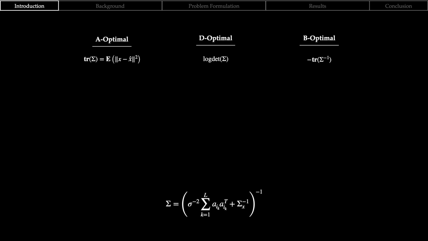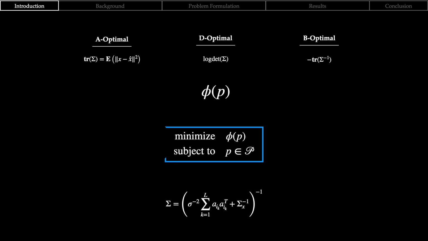So regardless of whatever objective we're using, for now we can represent this information objective as Φ, and then we can state the informative path planning problem as follows, where we want to minimize this Φ objective subject to our path being a valid path. That's the informative path planning problem.